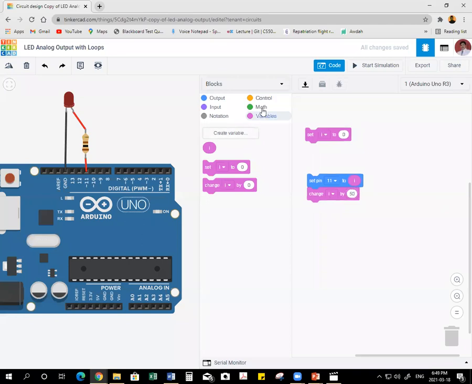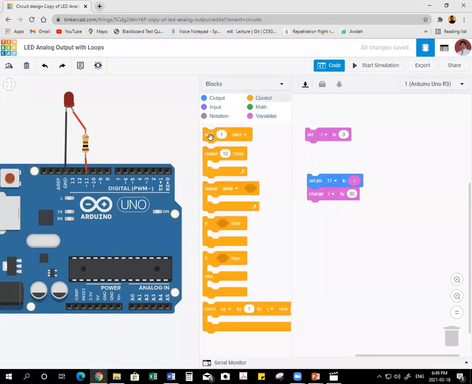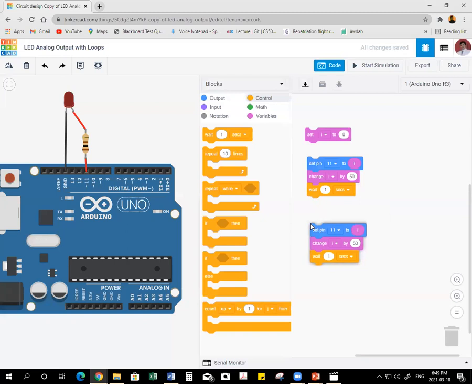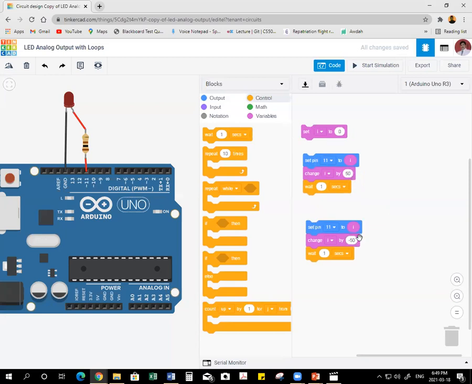And from controls I use wait for 1 second. Now just put it here. You can have just these 3 blocks again, so I will put it here. Now here change I by minus 50 because I want to decrease. Every time I increase 50, I want to decrease 50.